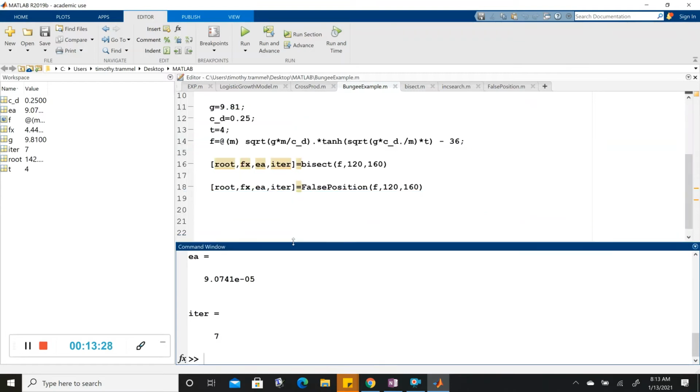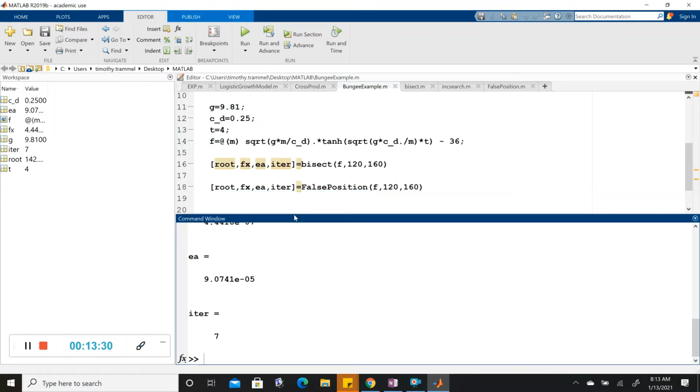Okay. Now, I did mention that while oftentimes false position is quicker, there are cases where it's not, and there's a great example in the book that I'd like y'all to look at where this does not occur. So having multiple tools or techniques can be helpful depending on which problem we're trying to solve. Okay. But that's it for false position.